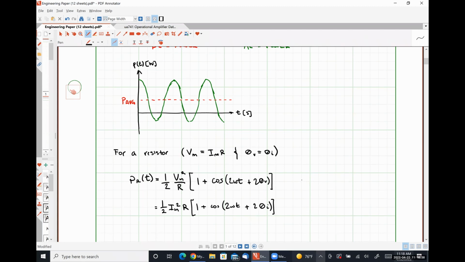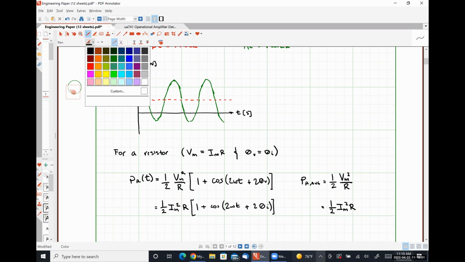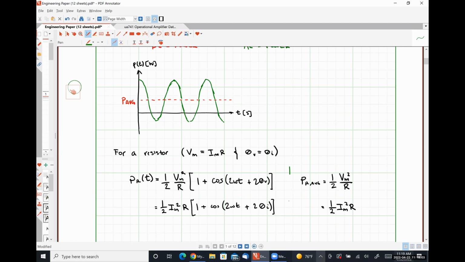So we could say that capital P R average must be 1/2 Vm squared over R, or alternatively 1/2 Im squared times R. And just to be very explicit that these are two different relationships, I'm going to put that bar in between.